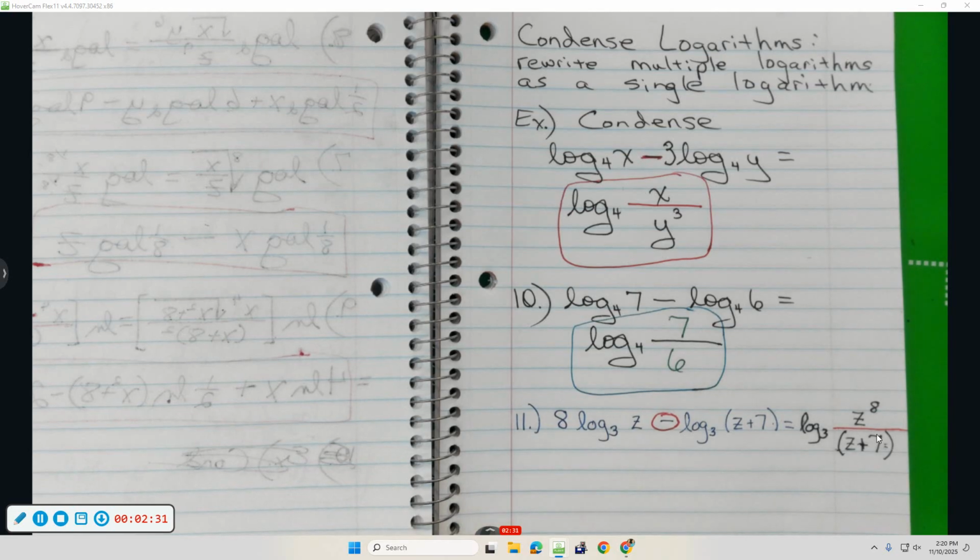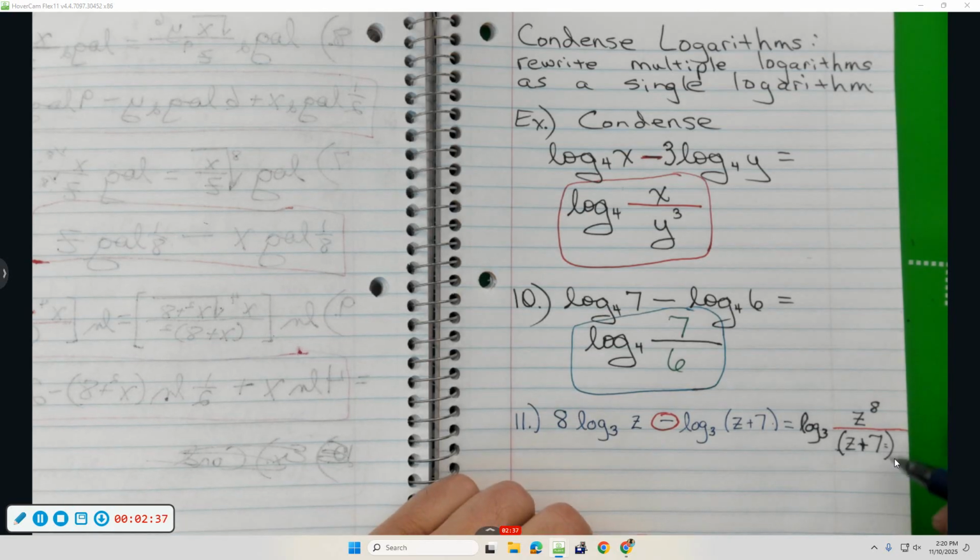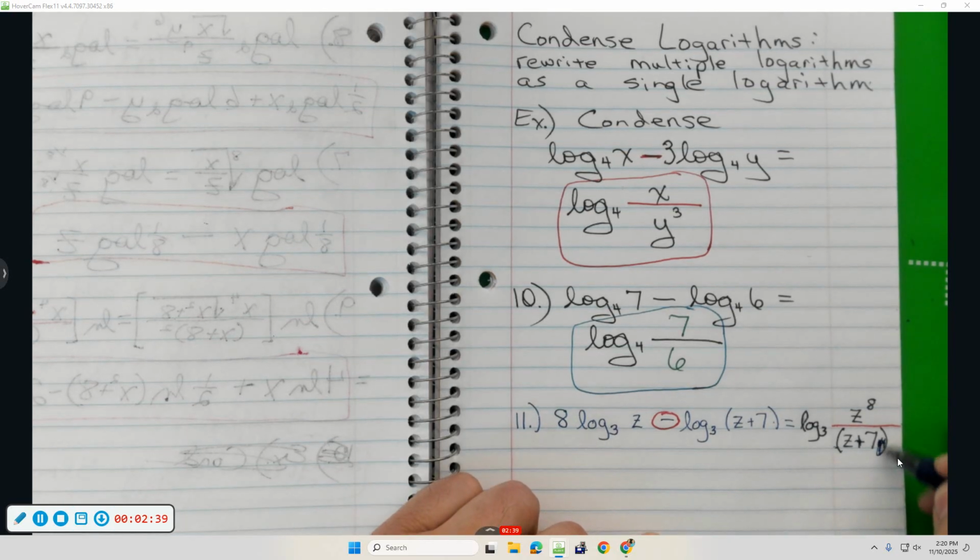And that's not an equal sign right there. That is not an equal sign. Oh my goodness, what did I do? It looks like I wrote an equal sign there. Just a smudge.